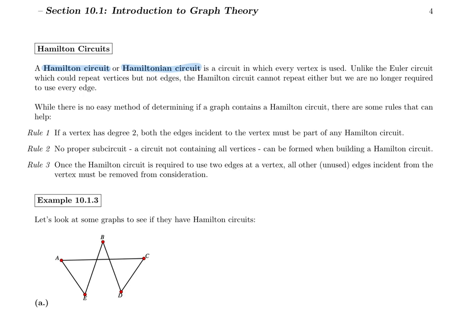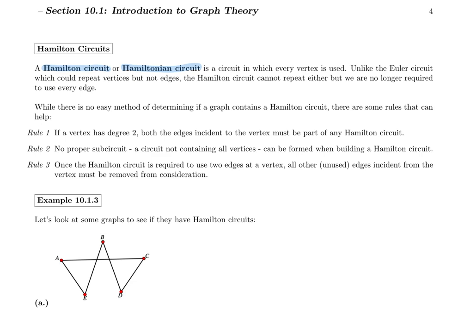No proper subcircuit, which is a circuit not containing all vertices, can be formed when building a Hamilton circuit. So you can't build a proper subcircuit. So once the Hamilton circuit is required to use 2 edges at a vertex, all the other unused edges that are incident to that vertex must be removed from consideration. So if I use 2, I can no longer use any other one because that means I'm coming back to that vertex. So once I use it, I'm done.